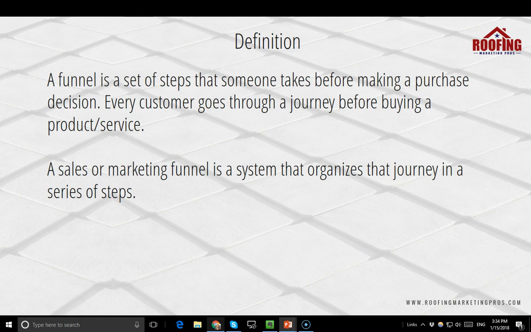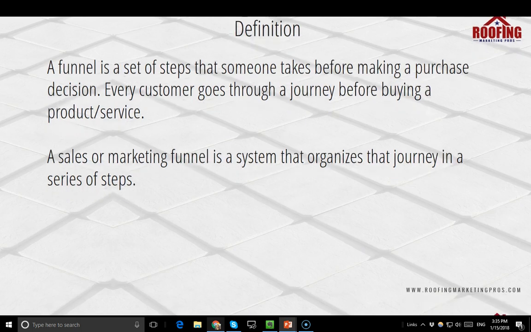He actually decides to go with the more expensive option because this company has more positive reviews, and had done good work for a neighbor of his. So again, this is basically a fictional scenario that highlights what a person goes through, the series of different steps before they make a purchase decision. So as a contractor, it's your responsibility to be in front of that person and understand where they are in the buyer's journey.